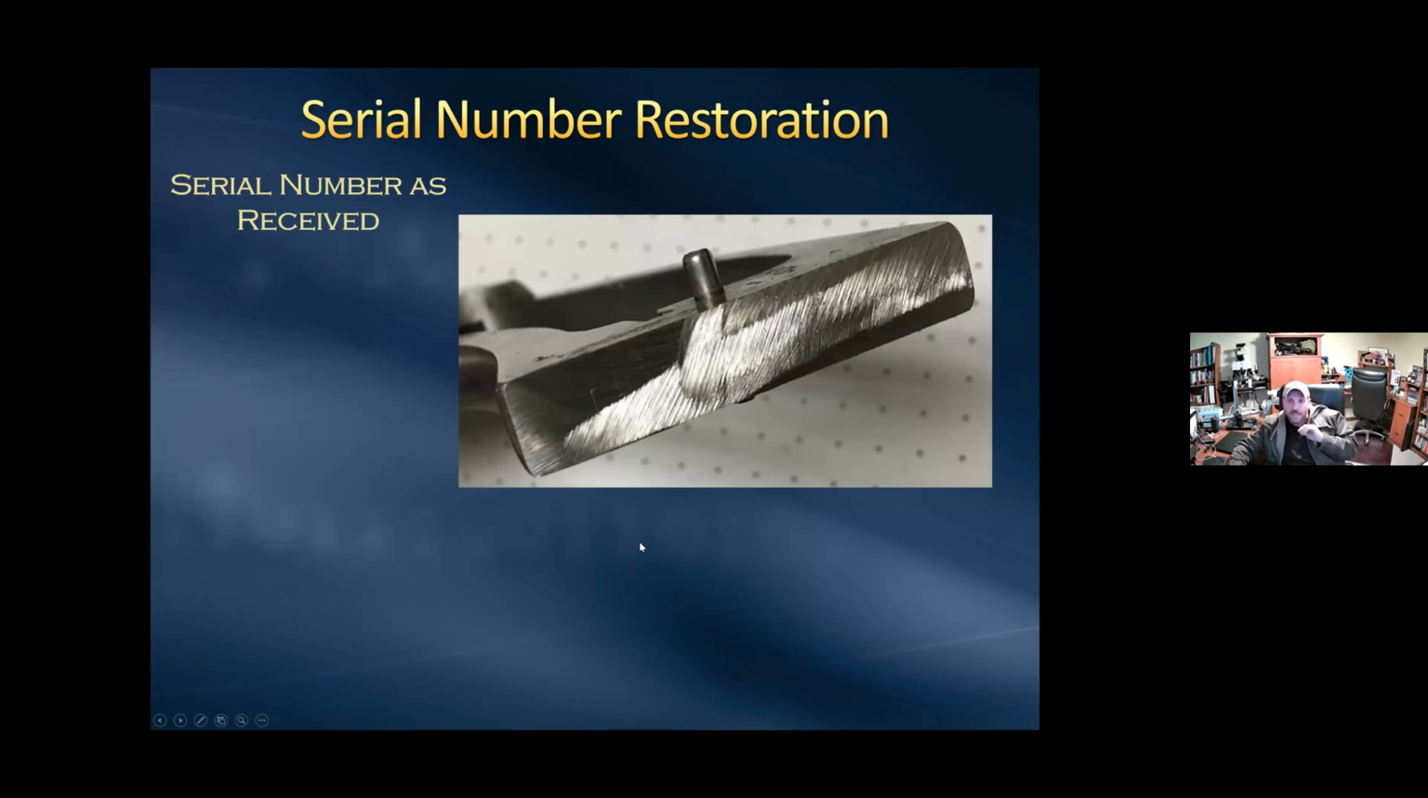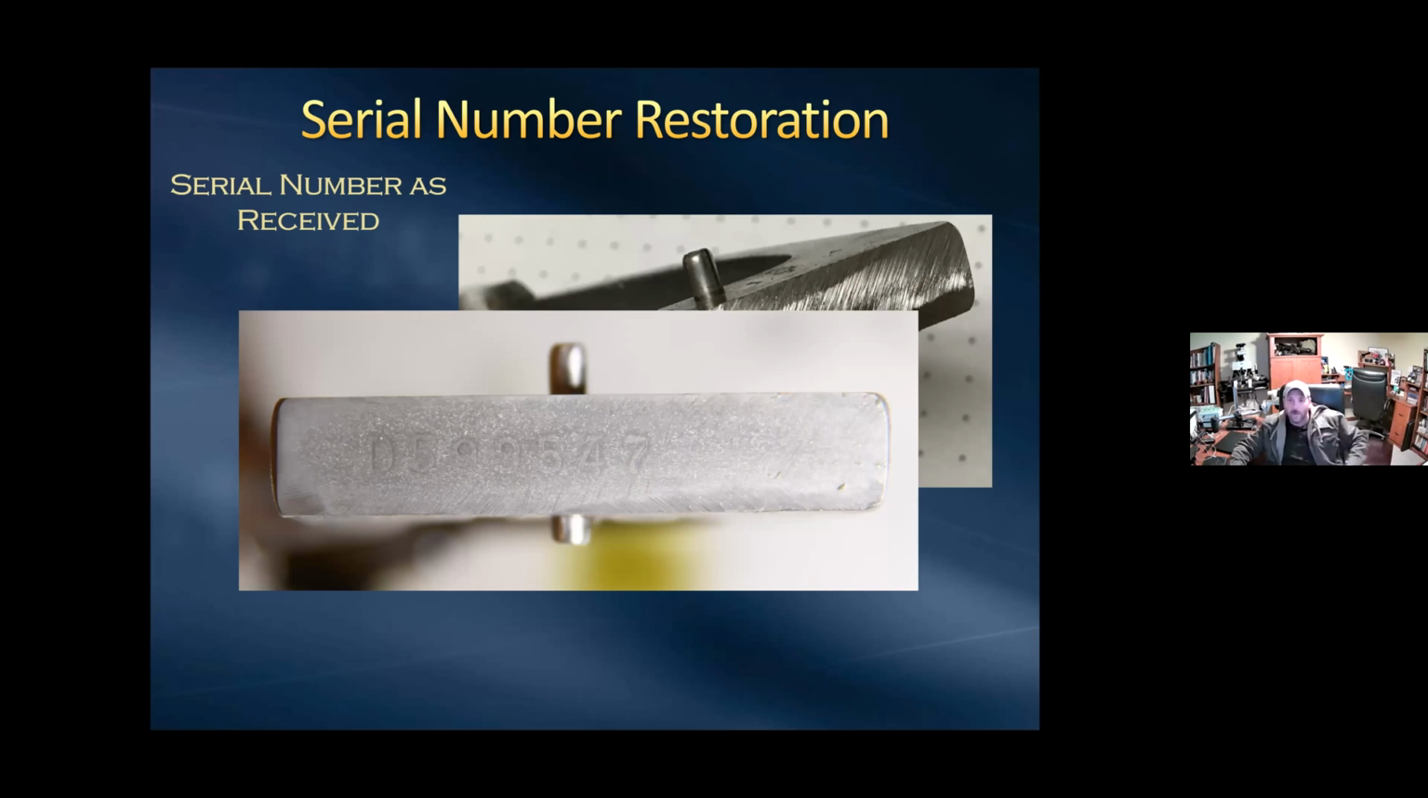And then serial number restoration. So here's the butt of the revolver of a gun, and you can see how the number has been obliterated. It's been scratched off. We have two main techniques we use, one involving magnets and one involving acids, and we can restore it. This one is done with acid. You can see Delta 599547 has been restored on the butt of this revolver.